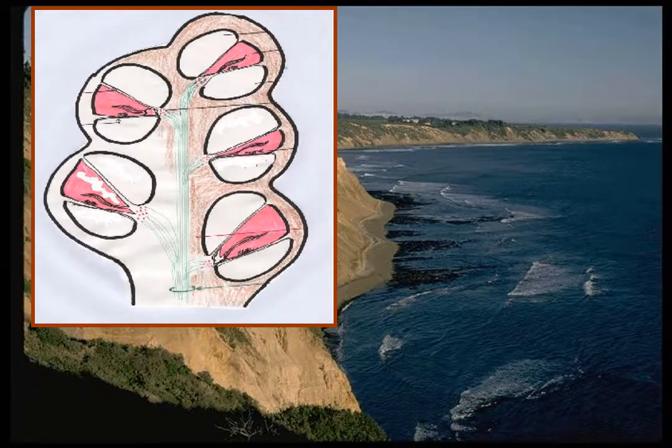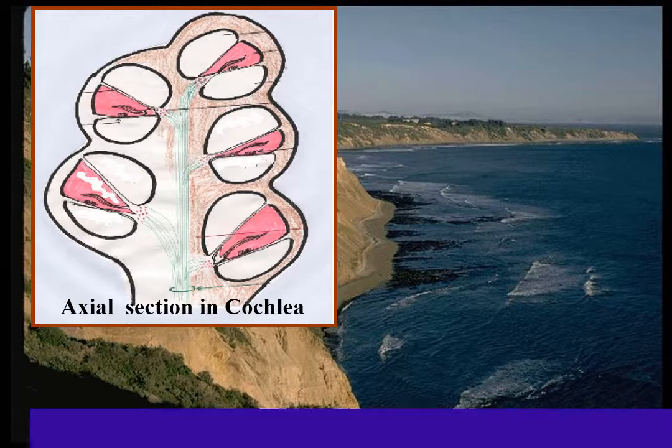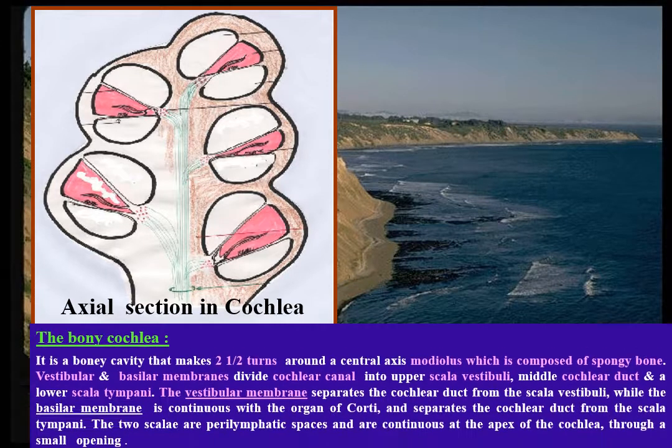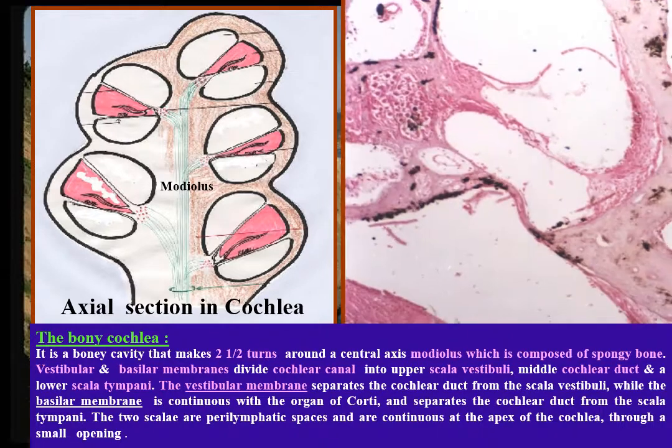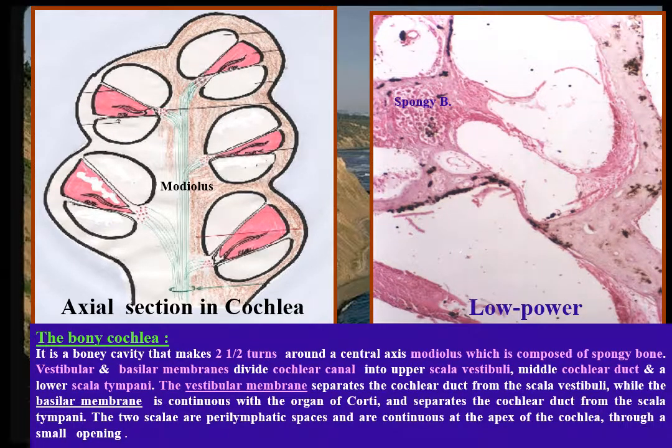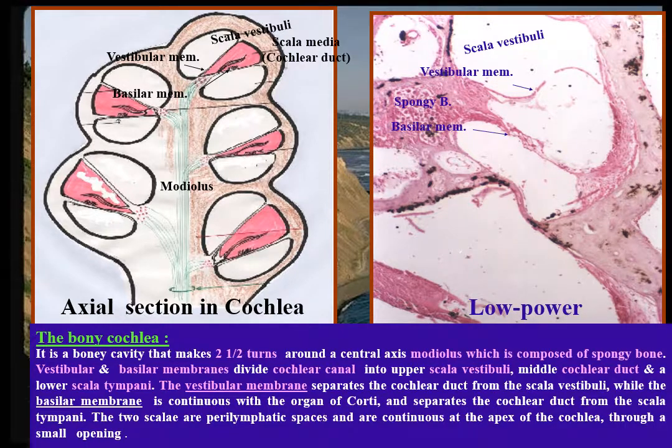The cochlea is a bony cavity that makes 2.5 turns around a central axis. The modiolus, which is composed of spongy bone. Vestibular and basilar membranes divide the cochlear canal into upper scala vestibuli, middle cochlear duct, and a lower scala tympani.